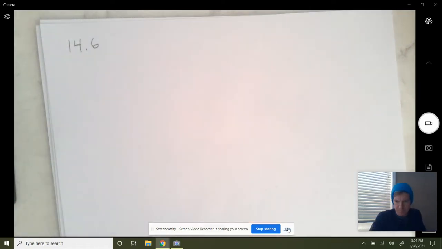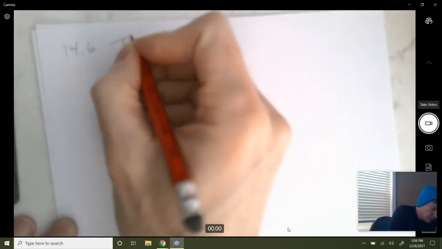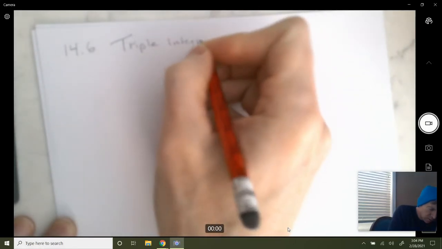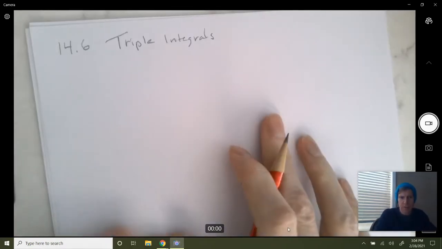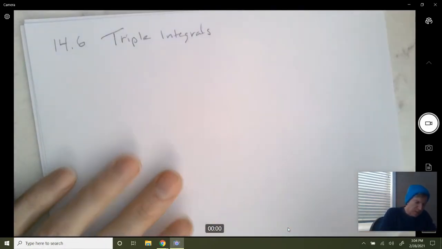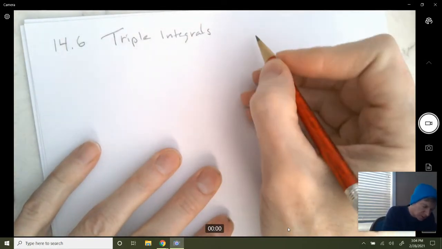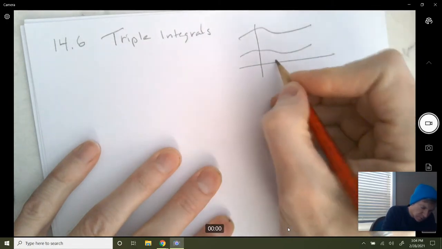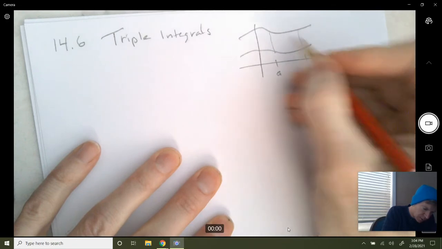All right. Today we're going to talk about 14.6, triple integrals. And these are really just an extension of the double integrals that we've been doing. Just like when you first saw a single integral, let's say you were finding the area between two curves, from, let's say, A to B. I'm going to relate it to something that I know we're familiar with.